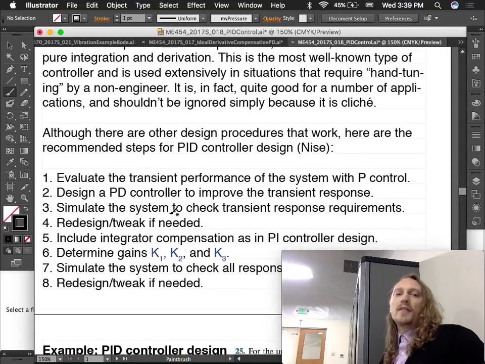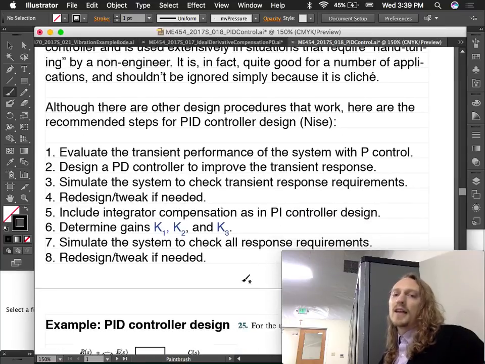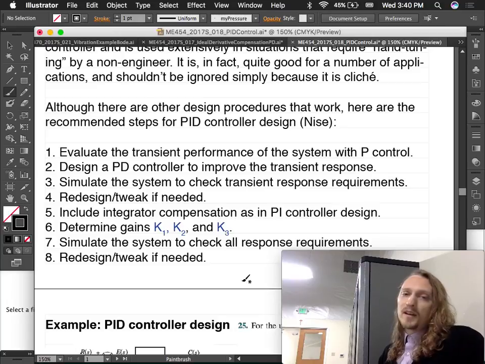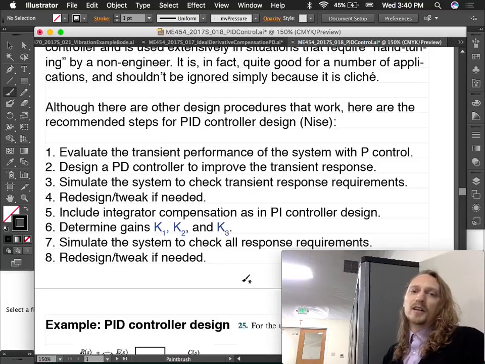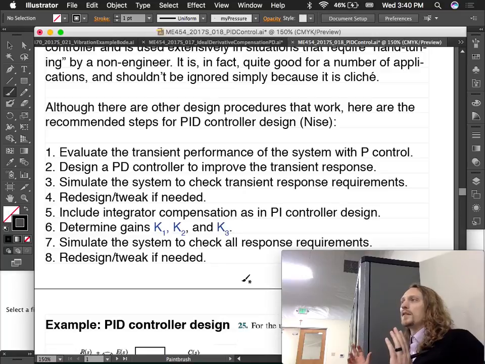And then we move on to step five, include integrator compensation, as in PI controller design, which if we do it well, system willing, not every system is going to allow us to add integrator compensation without screwing it up too much for us. But in most cases we'll be able to add an integrator without screwing up the transient response, right? That was our whole method that we learned for designing an integrator controller, that it didn't mess up the transient. And that's why we design for the transients first, and then we don't want to affect it when we add the integrator. That's why it's nice that we learned that method of not affecting it too much.